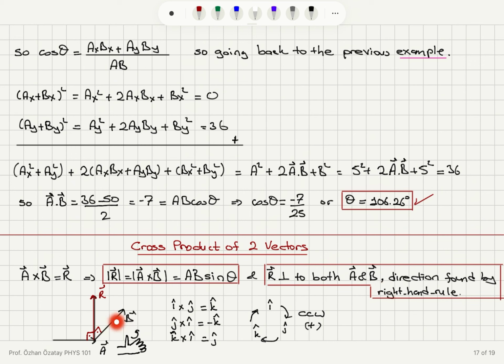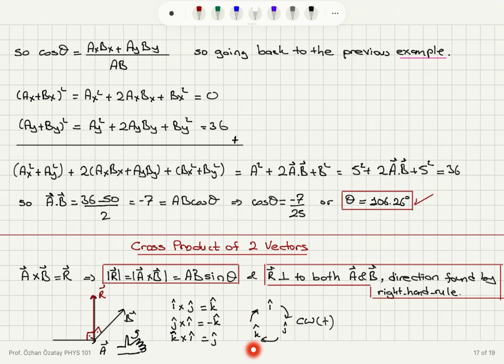So if this is vector a, this is vector b, you point in the direction of vector a, curl your right-hand fingers towards vector b. Your thumb points in the direction of the resultant vector r. Now, in terms of components, if we look at i hat, j hat, and k hat unit vectors here, if we go in the counterclockwise direction, it's going to be positive. So this is going to be i hat cross j hat will be k hat, j hat cross i hat will be minus k hat.